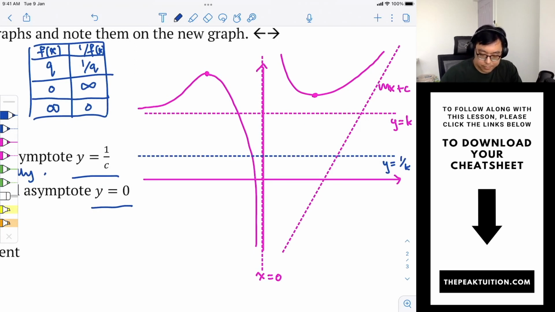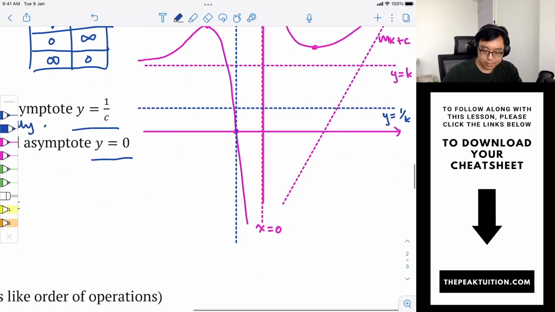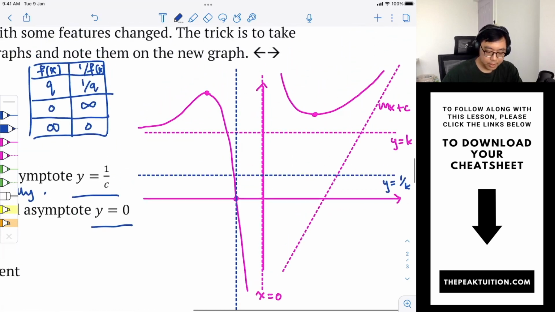Okay, let me redraw this part because it's too close to the previous axis. So let's say it looks like this. Here we notice that there is an x-intercept. This point will become a new vertical asymptote for the reciprocal graph. And now we should be able to draw the reciprocal graph.